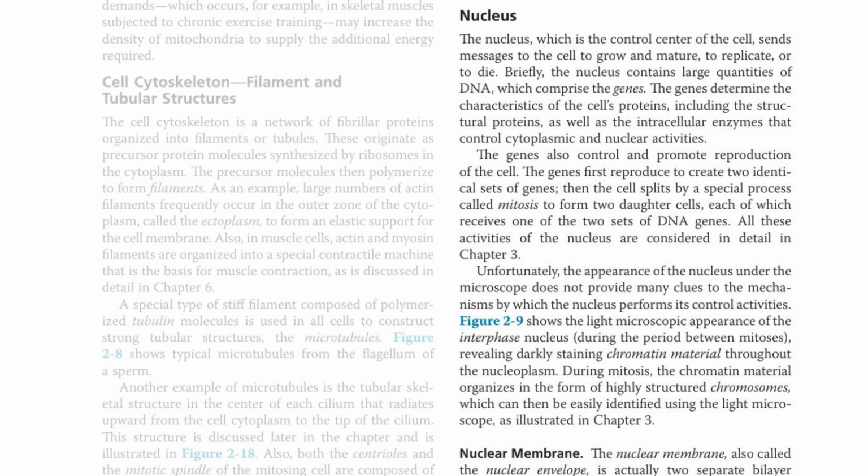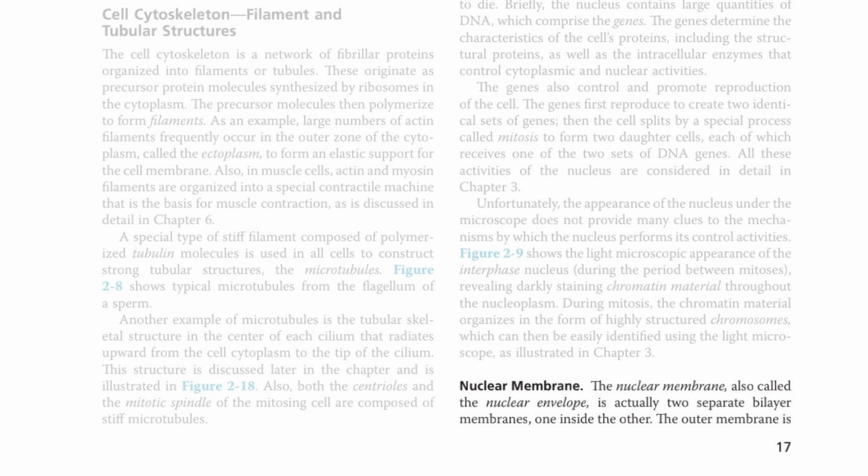Unfortunately, the appearance of the nucleus under the microscope does not provide many clues to the mechanisms by which the nucleus performs its control activities. Figure 2-9 shows the light microscopic appearance of the interphase nucleus, during the period between mitoses, revealing darkly staining chromatin material throughout the nucleoplasm. During mitosis, the chromatin material organizes in the form of highly structured chromosomes, which can then be easily identified using the light microscope, as illustrated in Chapter 3.